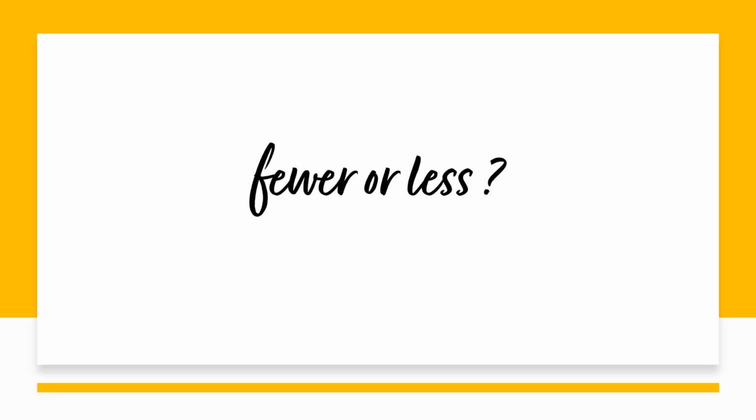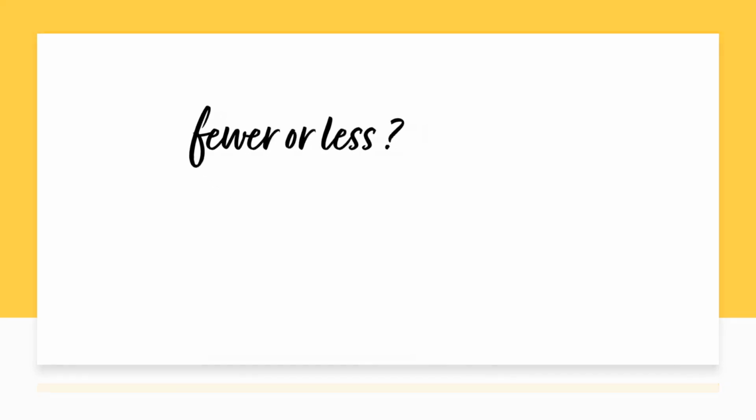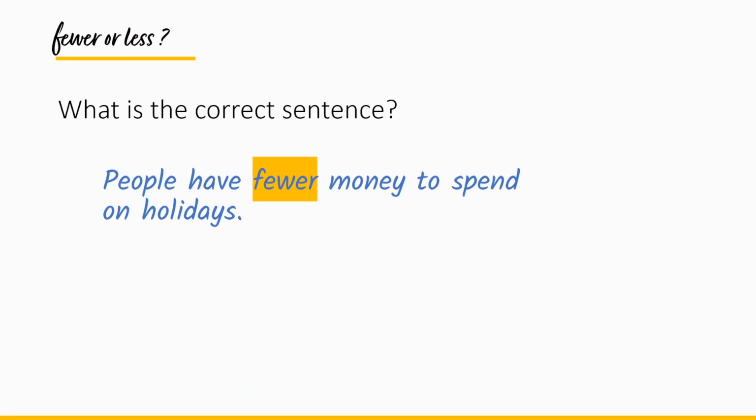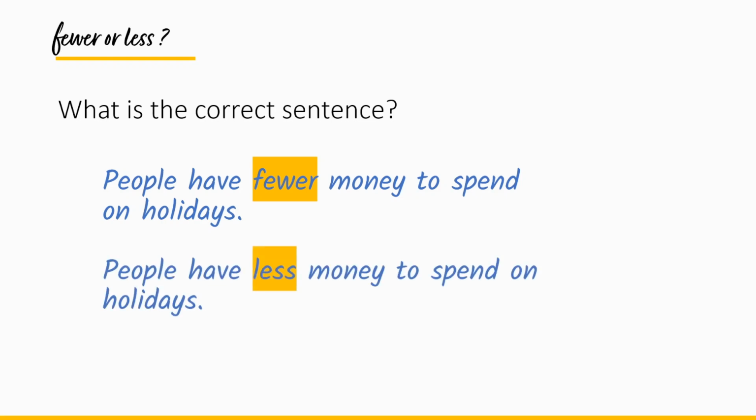In this video, we're going to look at the words fewer and less and the problems that people have with these two words. So, first of all, what is the correct sentence? People have fewer money to spend on holidays. People have less money to spend on holidays. Hit the pause button if you need to think about it. The correct sentence is the second sentence, less money.